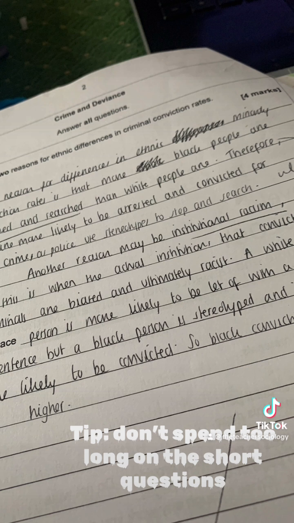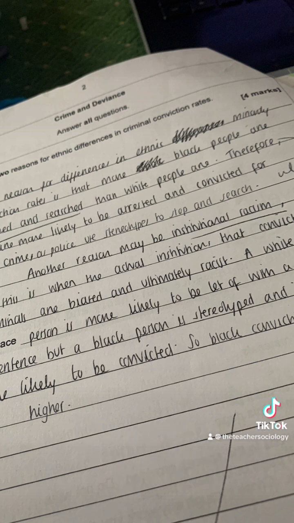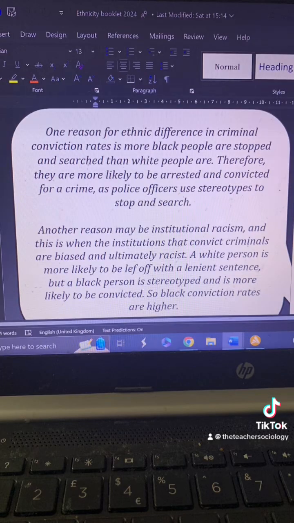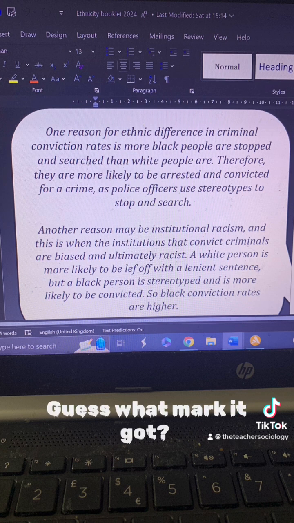So you shouldn't be really spending more than possibly 6 minutes on this. 5 minutes probably is an average. So you can see what the student has written. So 1 reason for ethnic differences in criminal conviction rates is that more black people are stopped and searched than white people are. So you've got that identification point.